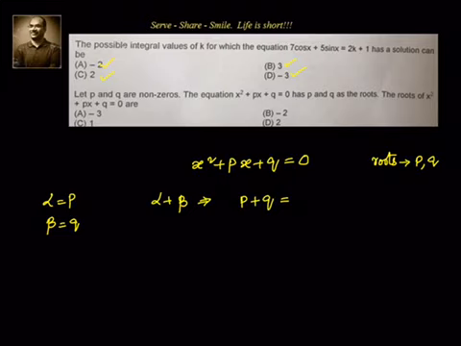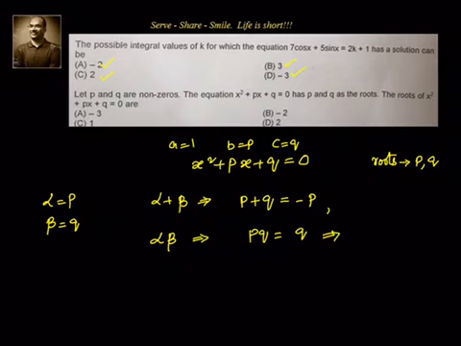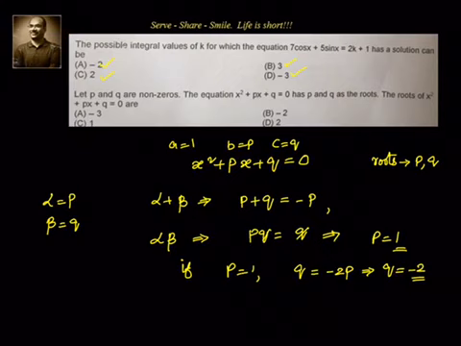But p plus q equal to minus b by a. a equal to 1, b equal to p, and c equal to q. Minus b by a means minus p. Not only that, alpha beta is nothing but pq, which is equal to c by a, and c by a equals q. Now from this we can understand q and q cancel, so p equals 1. If p equals 1, then we can go back and take p to the right hand side. We have q equal to minus 2p, that means q equal to minus 2. So we have p equal to 1 and q equal to minus 2.